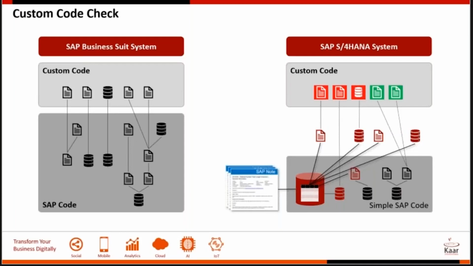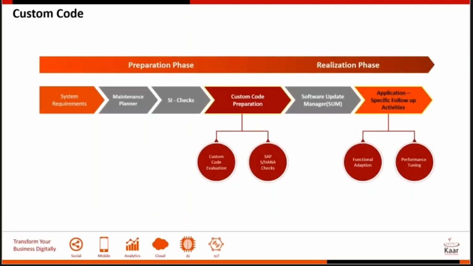So once you've cleaned up and identified the list of custom objects, what do you do? There are two kinds of checks. One is the SAP HANA checks. The other one is the SAP S4HANA checks. The SAP HANA checks are primarily needed because you moved from a non-HANA database to a HANA database. For those customers that are already on Business Suite on HANA, this might not be applicable.